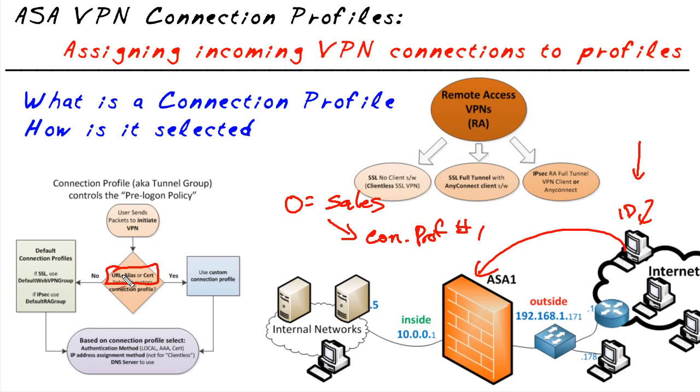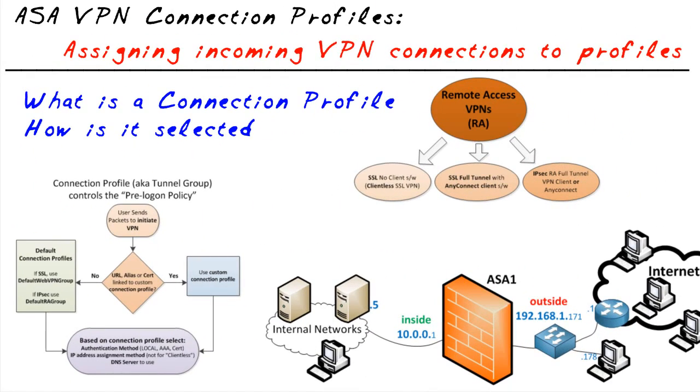Now what happens if we do find a connection profile? If we use the connection profile, we say, oh great, based on that, I know how to authenticate the user and I know what pools of addresses to give him if he's a full tunnel client. If it didn't find a connection profile, there are some defaults. And the default for web VPN is this default connection profile, and the default for IPsec remote access is this connection profile. And we cannot delete those. However, we can modify the default behavior of those connection profiles.